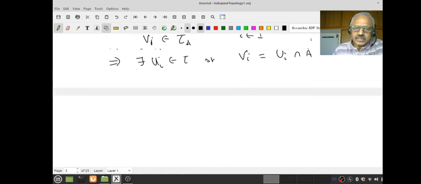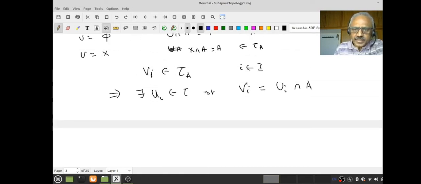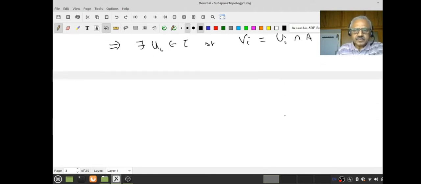So suppose there exists a collection Vi in tau A. I have to say the union of Vi belongs to tau A. This is what I have to prove. But I know there is at least one Ui in tau so that Vi is Ui intersection A. Right? Therefore, what is it that I have to do?